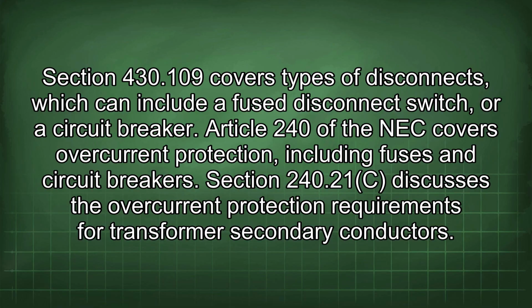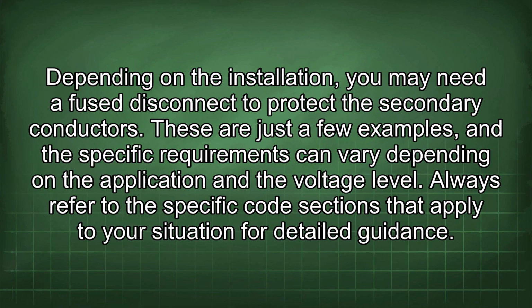Article 240 of the NEC covers overcurrent protection, including fuses and circuit breakers. Section 240.21(c) discusses the overcurrent protection requirements for transformer secondary conductors. Depending on the installation, you may need a fuse disconnect to protect the secondary conductors.